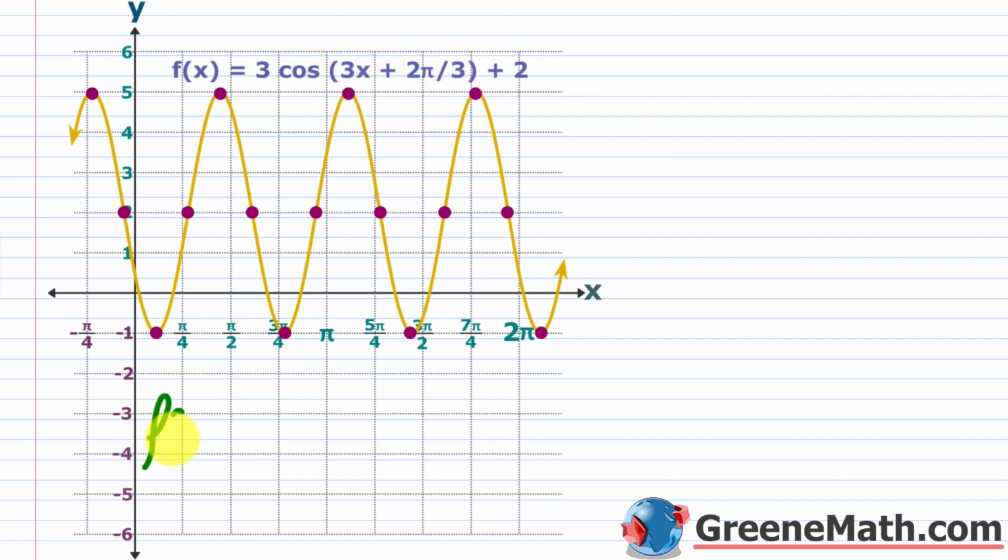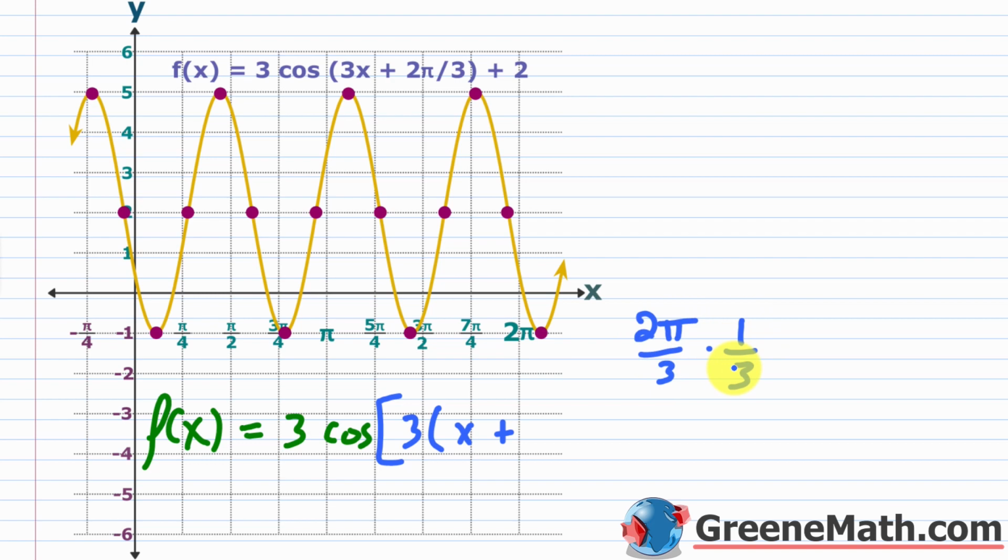So let me write f of x is equal to 3 times the cosine of, I'm going to go ahead and factor this 3 out. Again, I think this is the simplest way to identify the phase shift, but you don't need it, so it's up to you. So 3 times, inside the parentheses, divide everything by 3. 3x divided by 3 is x. Then plus, if I had 2 pi over 3, and I multiplied by a third, same thing as dividing by 3, this would be 2 pi over 9. Okay, close that down. And then don't forget your plus 2 at the end.